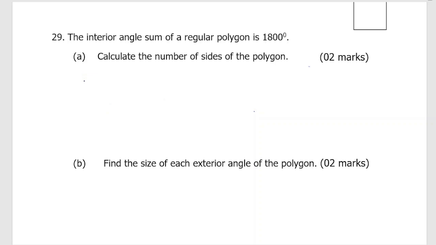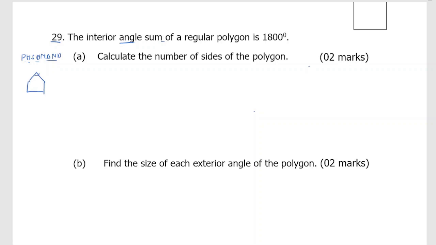Okay, so right now here, number 29 is talking about the interior angle sum. When we are talking about interior angle sum, we need to know polygons. There are 12 of them at our level, but there are more than that. So we are going to use this pentagon. This is a pentagon, it is a 5-sided figure.